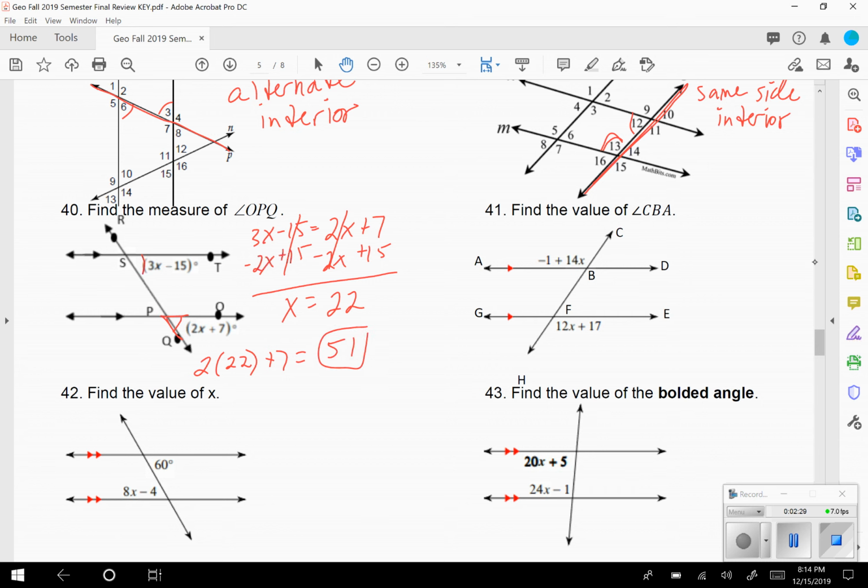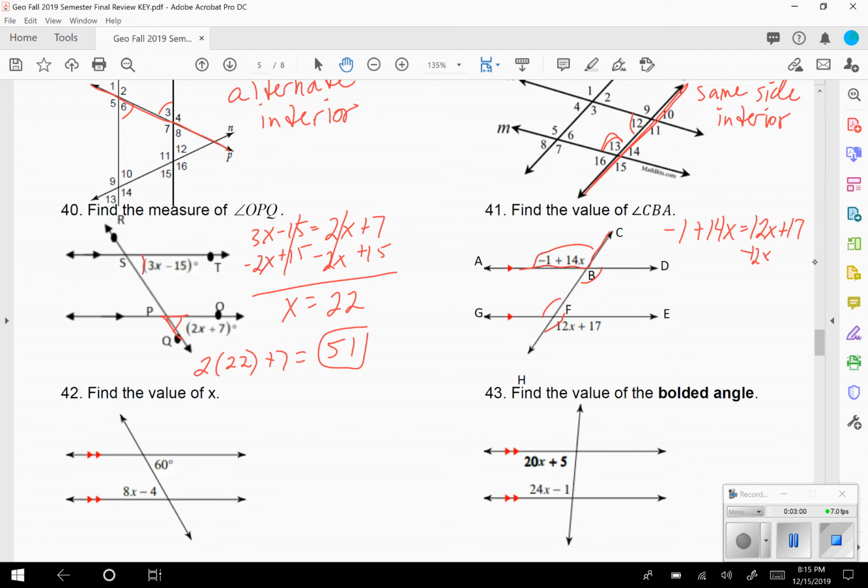Okay, next one. Find the angle of CBA. CBA. So it's this angle right here. It's the negative 1 plus 14x. Okay. Now, in order to find that, I need to know x. So I need to relate it to this other angle over here. And remember, if you do the shading, then we'll see that these two angles that they give us, they're actually congruent again. So we have negative 1 plus 14x is equal to 12x plus 17.